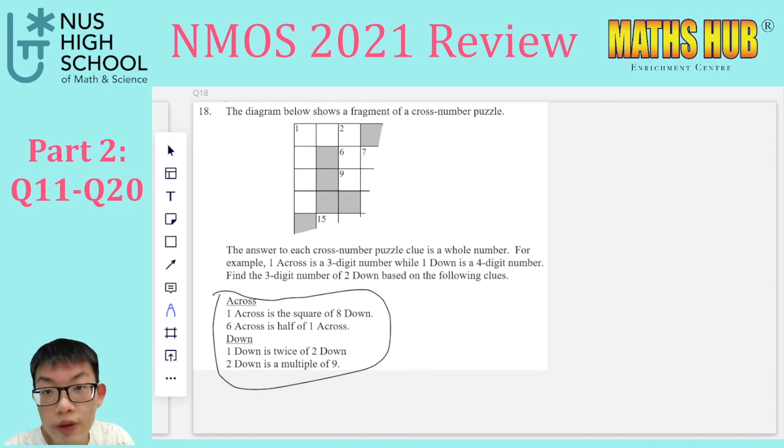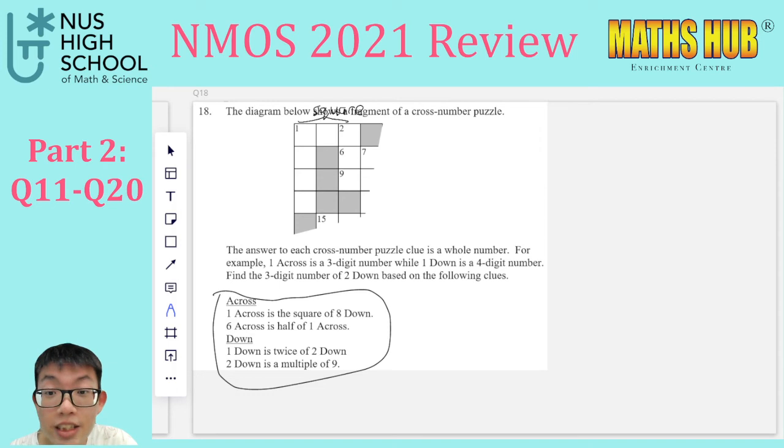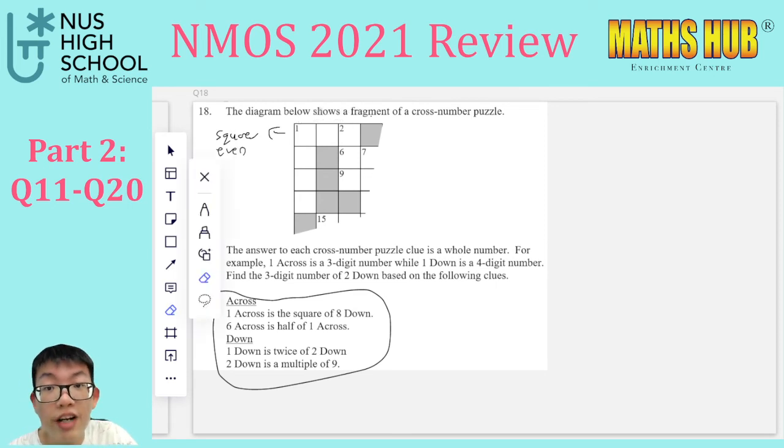1 across is the square of 8 down. So it's saying that this is a square number. Just writing over the question here. Secondly, 6 across is half of it. I don't think we can say much of it, but since it is half of it, it tells you that 1 across must be even. Maybe I should write it like that. So square and even. For you to have half of something, it must be an even number.